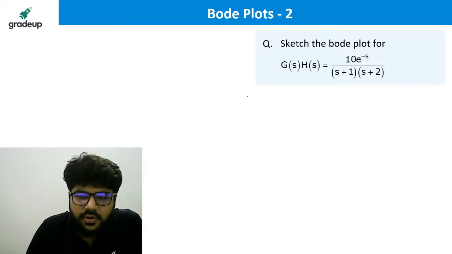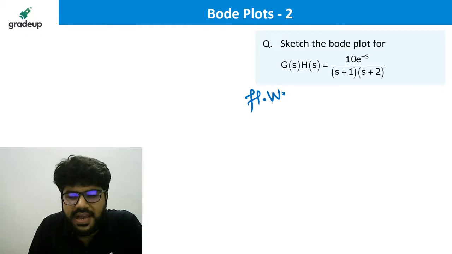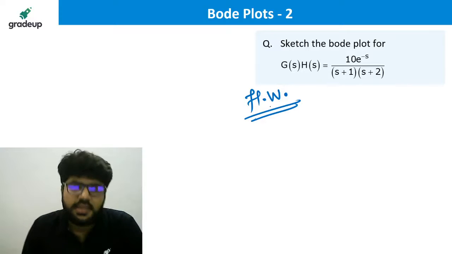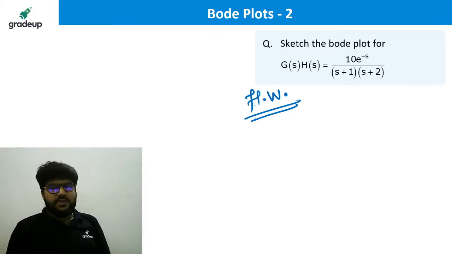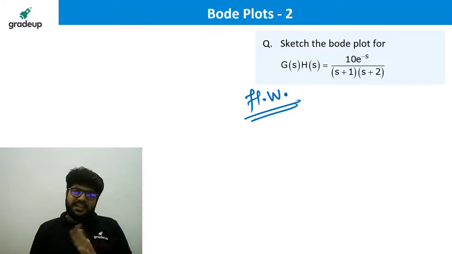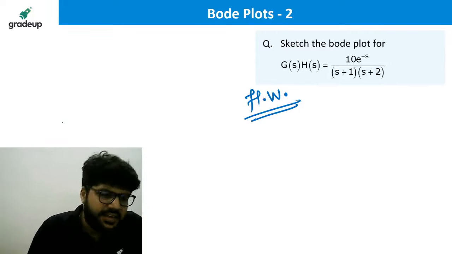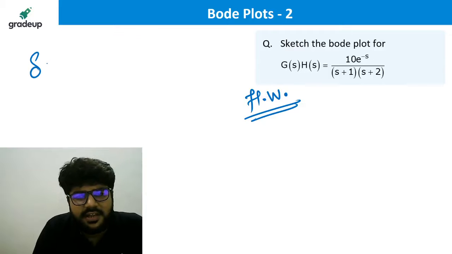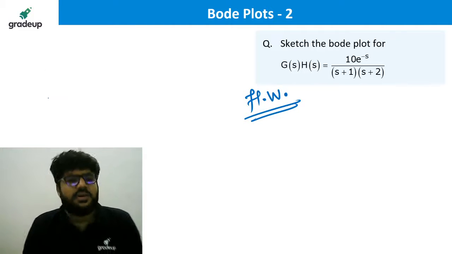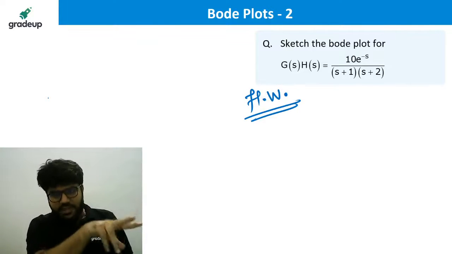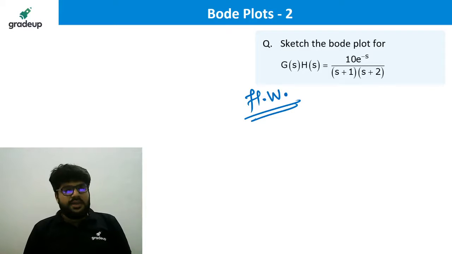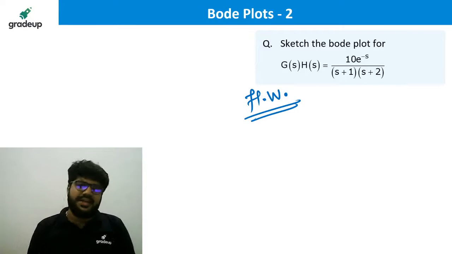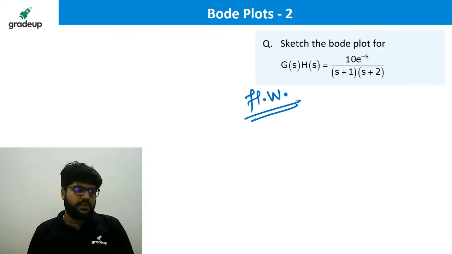Now, giving you one homework activity. Already I have explained how to sketch Bode plots. Sketch it in the conventional manner, step by step, like we did for the previous problems, so that you get more clarity. So sketch this Bode plot, including the exponential term. I'm giving you one homework question.